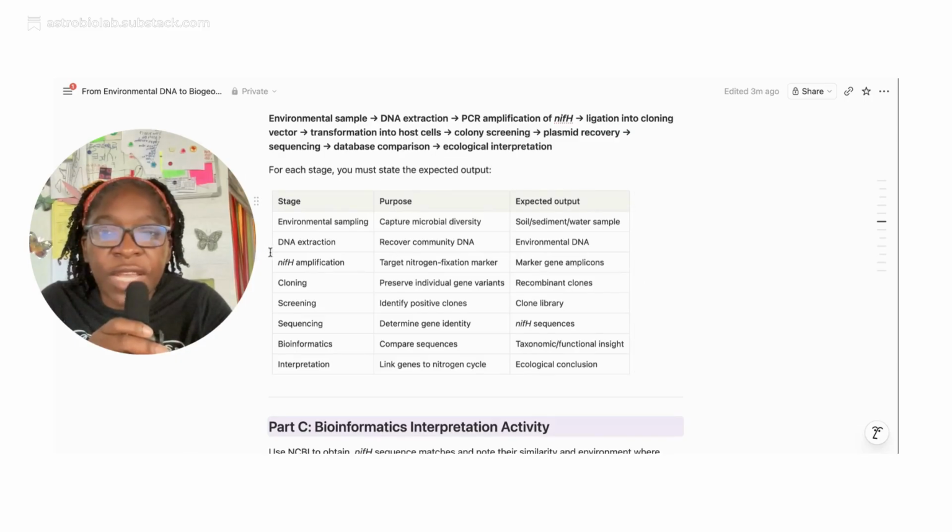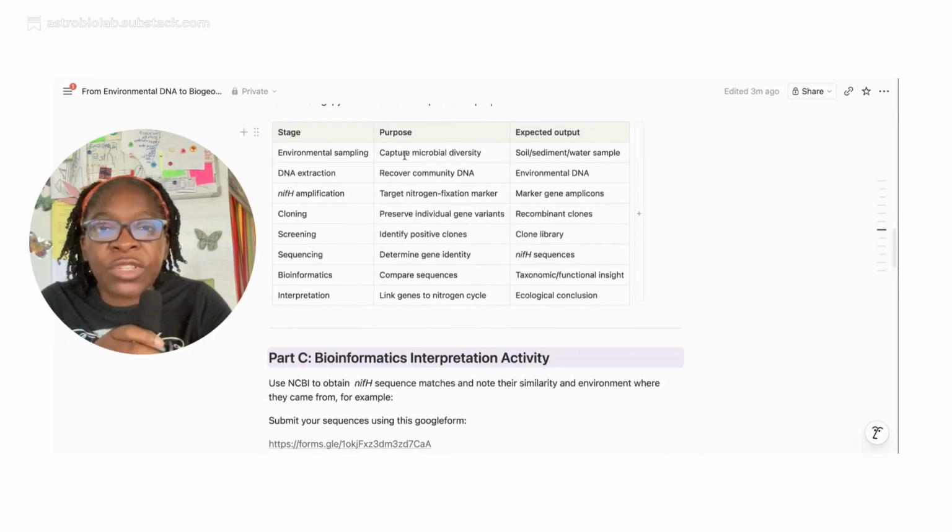Then the next stage of DNA extraction. What's the purpose of this? We're trying to recover the DNA in the community. And what is the actual output? What you get in your hand? It's environmental DNA. nifH amplification. What are we doing here? We are trying to target the nitrogen fixation marker in your PCR reaction. And what you're going to get in your hand is marker gene amplicons, and so on. So that is what you should be able to do. If you're given this table, you should be able to actually say what the outputs are.